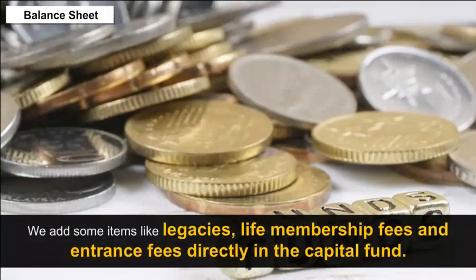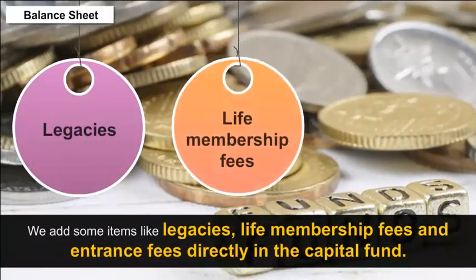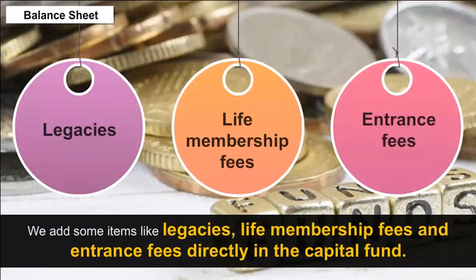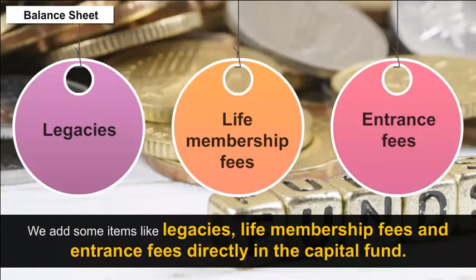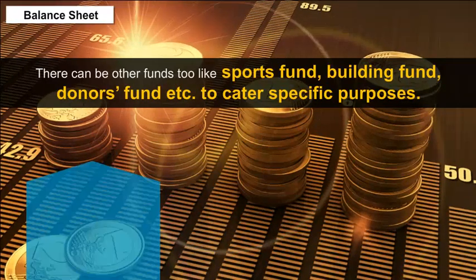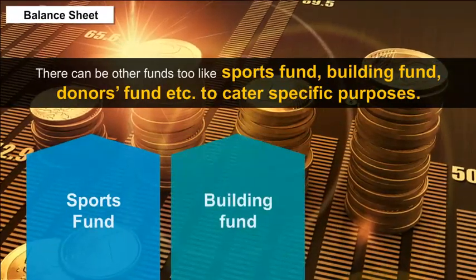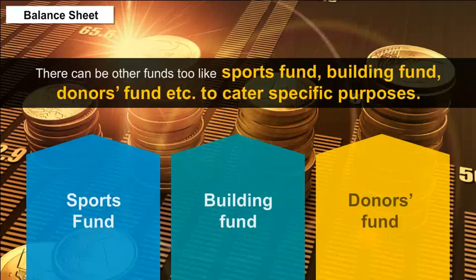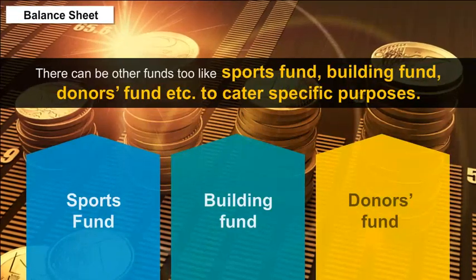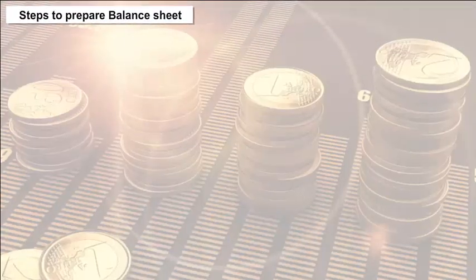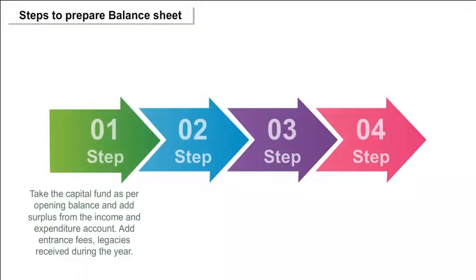We add some items like legacies, life membership fees, and entrance fees directly to the capital fund. There can be other funds too, like sports fund, building fund, donors fund, etc., to cater to specific purposes. Steps to prepare a balance sheet. Take the capital fund as per the opening balance and add the surplus from the income and expenditure account. Add entrance fees and legacies received during the year.